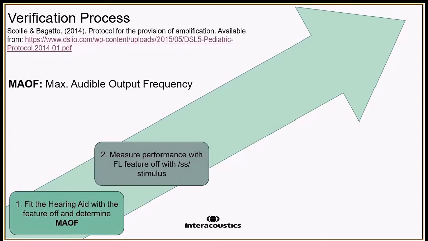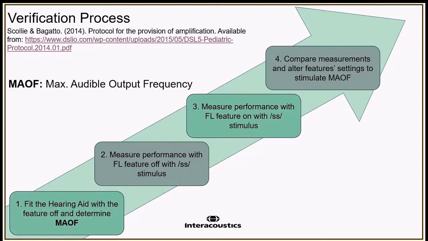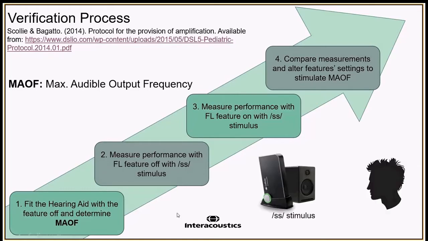So we measure the special signal with the feature off to see the output. We then turn the feature on and measure the same thing again. So ideally here, we're starting to see that we're making that sound which was previously inaudible audible through the use of this feature. And I'll explain this as well in a moment. Once we've got this, we can then move on to comparing these measurements and altering the feature settings to hit this target or stimulate this MAOF that we've just identified. For this measurement, the patient is facing forward towards the speaker with this special S stimuli coming from the front.